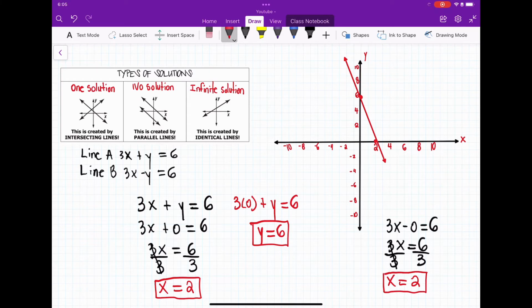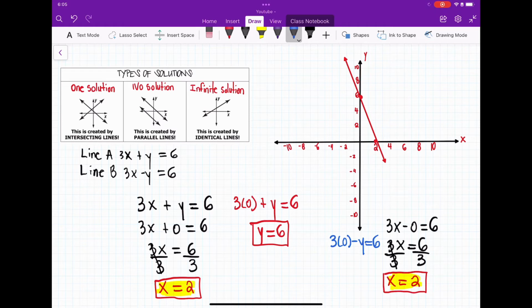both of these equations share the same x-intercept. I'm going to highlight that because that's important for this lesson. And now I'm going to go back and solve for y in blue. Let's try blue so it can stick out. So now we have 3 times 0 minus y is equal to 6.